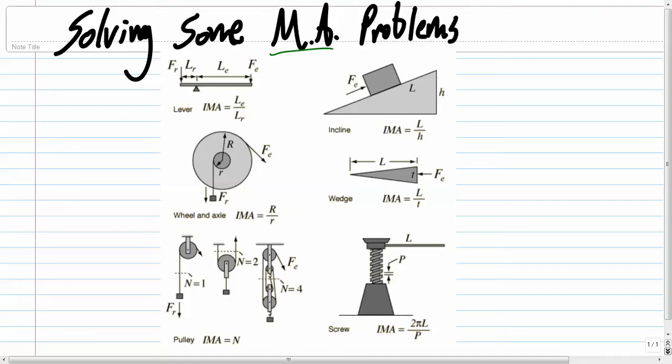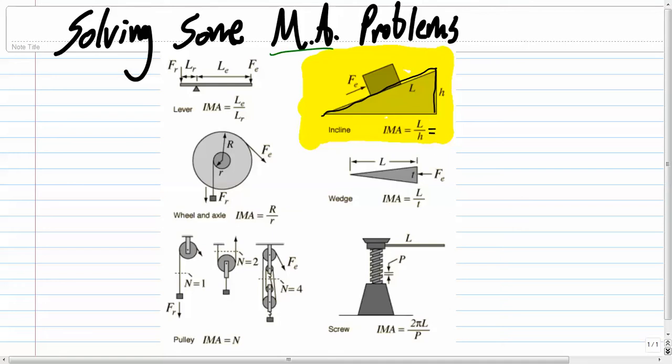So I'm going to look at these other 5 simple machines because they're all going to go kind of quickly. So here we go. Let's talk about the easiest one first, and that is probably the inclined plane, or the ramp. So how do you figure out the mechanical advantage for a ramp? All you have to do is take the length of the ramp, that's this number, and divide it by the height of the ramp. So how long the ramp is divided by how high it takes you.